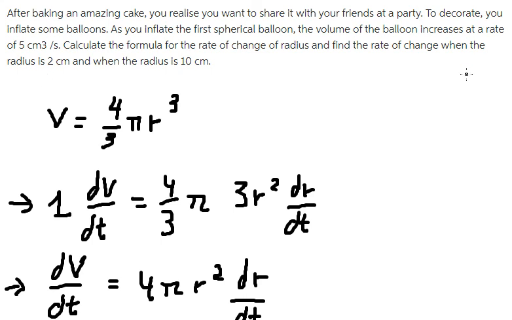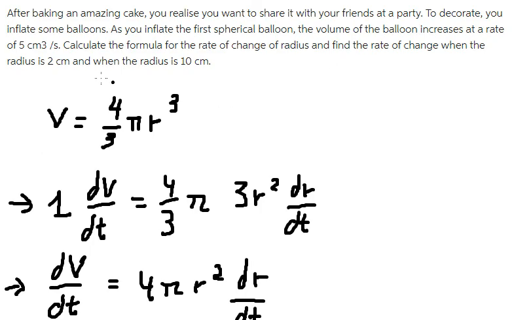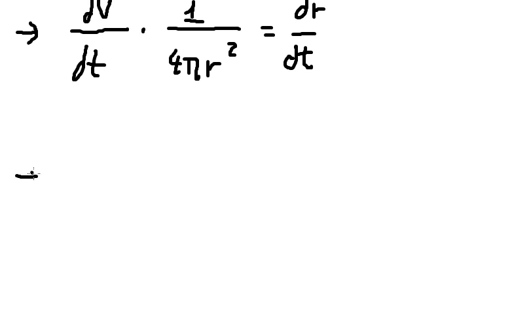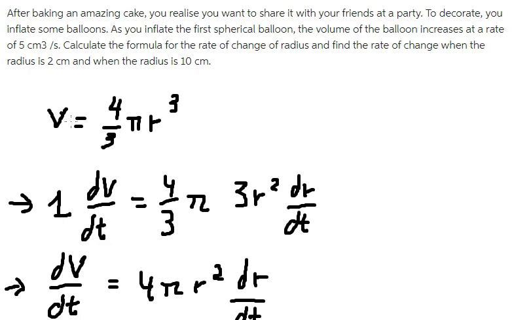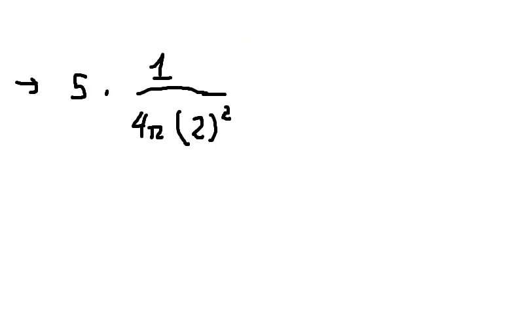So on the question they have two situations: r equals number 2, r equals number 10. So we have dV over dt, that is about this one. So we just put the number in here. For the first one, that's about number 2. And for the second one, that is about number 10.